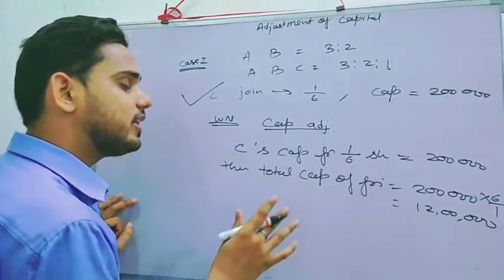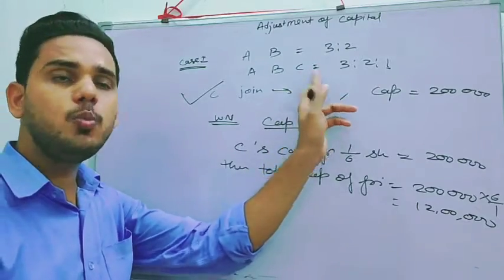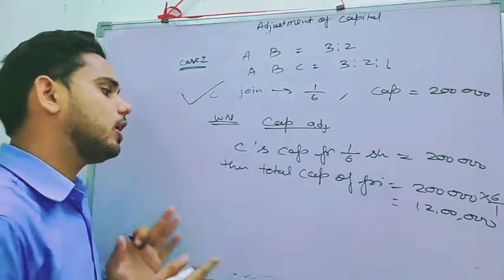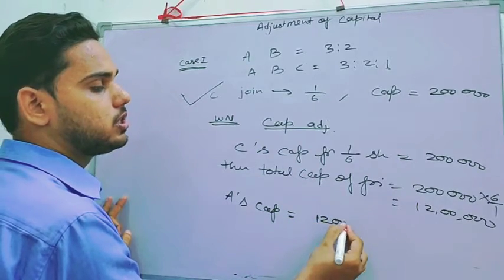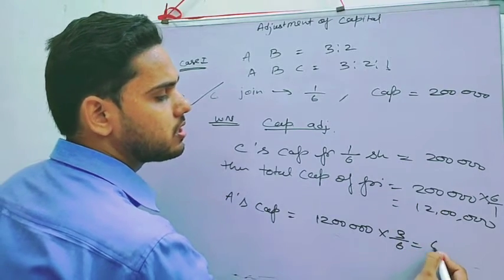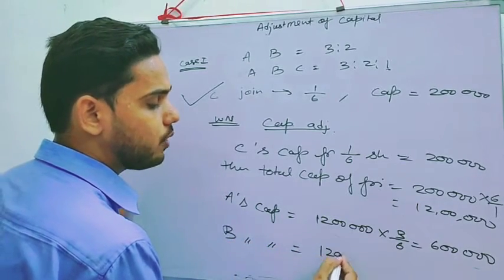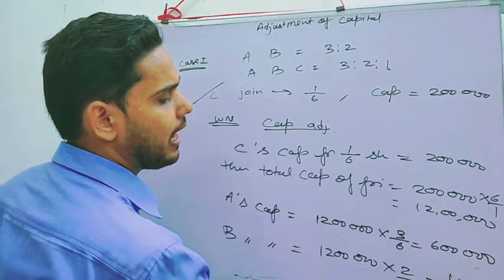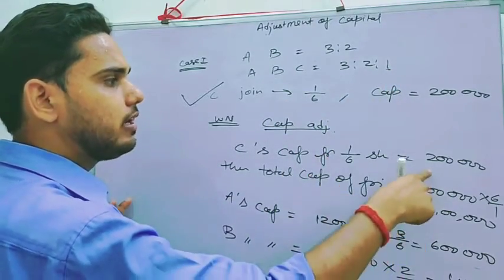Okay, now we know that the total capital is 12 lakh. Now we will distribute this 12 lakh in the new profit sharing ratio between all the partners to get the closing capital. So A's capital will be, 12 lakh is the firm's capital, A's share is 3 by 6, so this will be 6 lakh. B's capital will be, 12 lakh is the firm's capital, B's share is 2 by 6, so this will be 4 lakh rupees. And for C it will be the same, 1 by 6, if you do, you will get 2 lakh rupees.